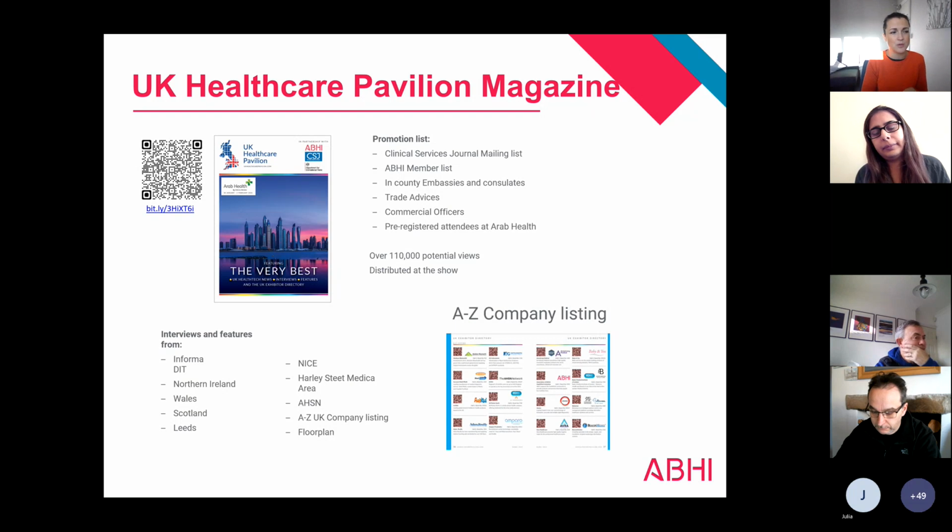And on there, you have your QR code for your profile. That takes you through to the UK Healthcare Pavilion website, where people can then view absolutely everything about you. So within our website, as part of your package, you get your profile included, and you can have as many documents as you want on there and your full listing. So it's really important. Please go onto the website.